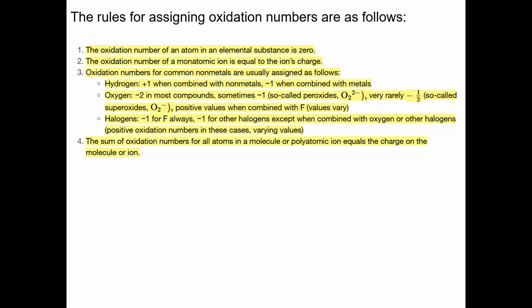So these are the rules that are listed out in your book. There's 4 rules, but really there's more than that, because the third rule has 3 bits to it. You can find other lists of these rules that are worded slightly differently if this one doesn't agree with you. But let's just look at the rules. It says the oxidation number of an atom in an elemental substance is 0. So one of the first things I would do is look for any elements in your reaction and see if you can assign them an oxidation number of 0.